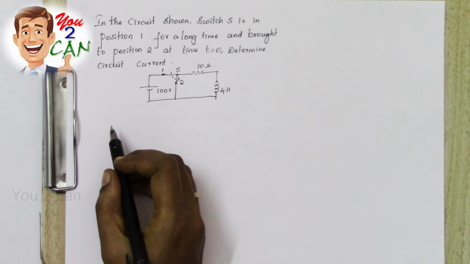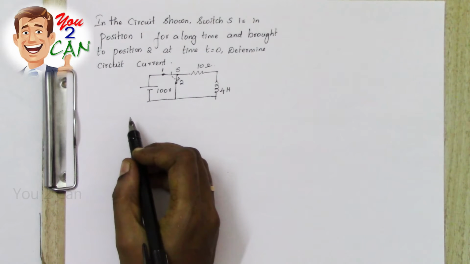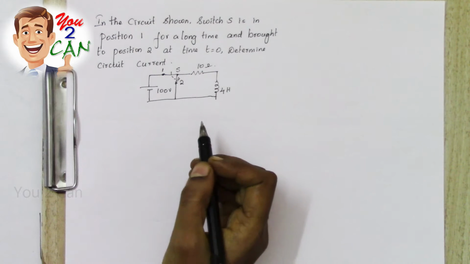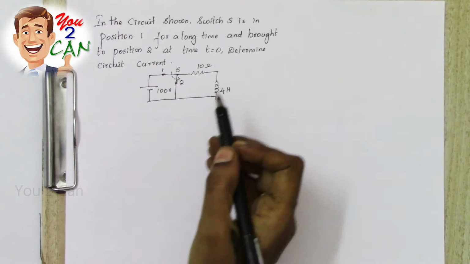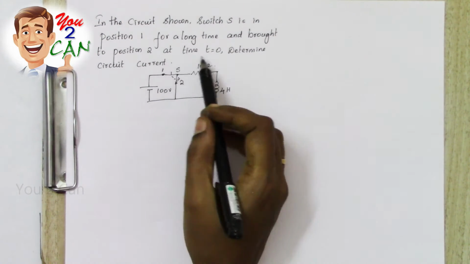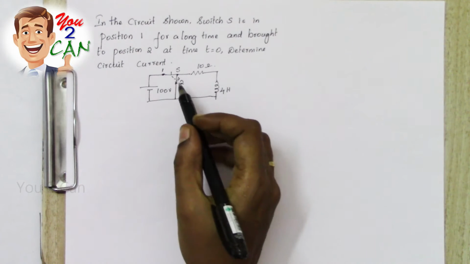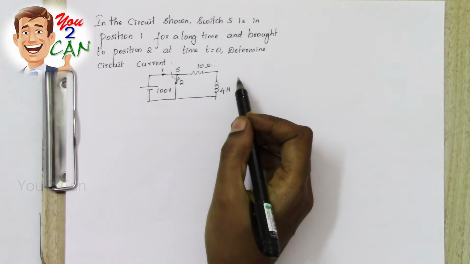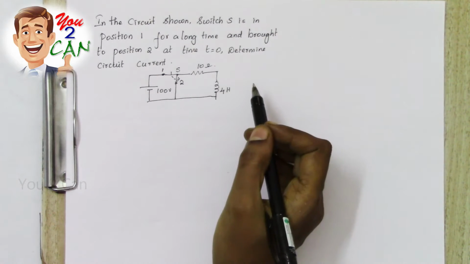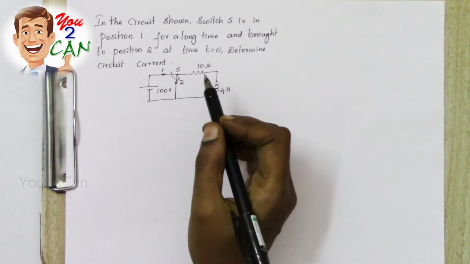We are now going to see another question regarding RL transients. In the circuit shown, switch S is in position 1 for a long time and brought to position 2 at time t equal to 0. You have to determine the circuit current, that is the transient current at the position 2.